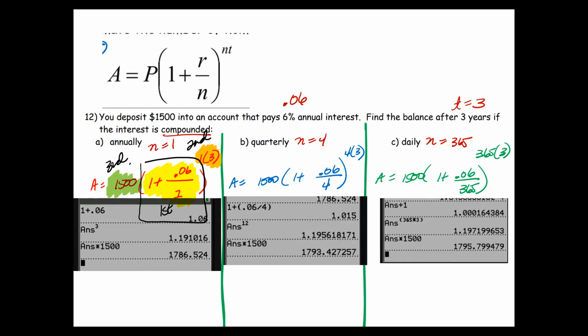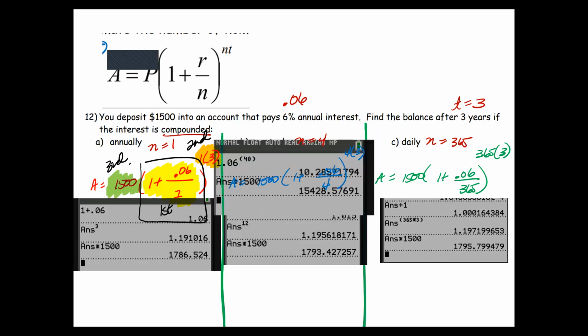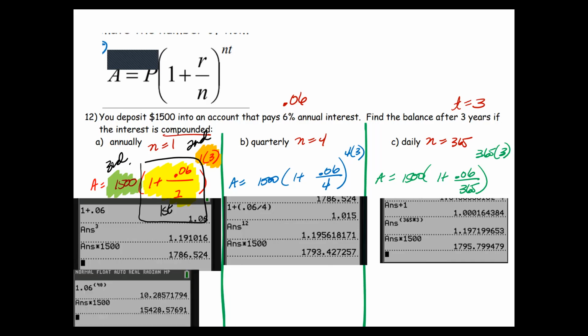If it's on an annual basis, okay, you'll just have 1 plus 0.06. Actually, no, it would be 1.06. I'm going to raise it to 1 times 40, so it'll be 40, times 1,500. Okay, in 40 years, you guys, your money from that first one is going to grow so much more. How much more exactly? Your money is now going to get up to 15,000.